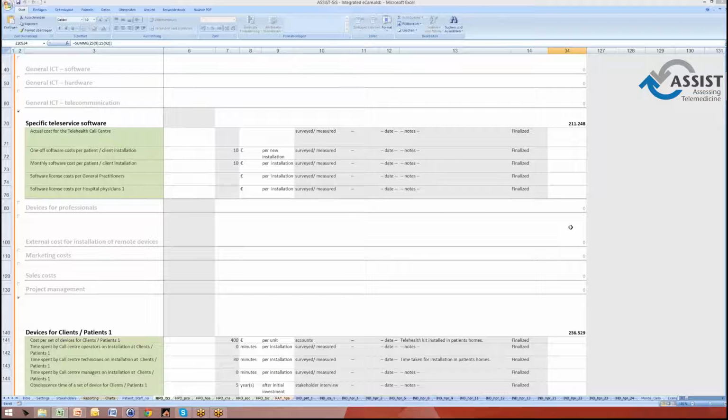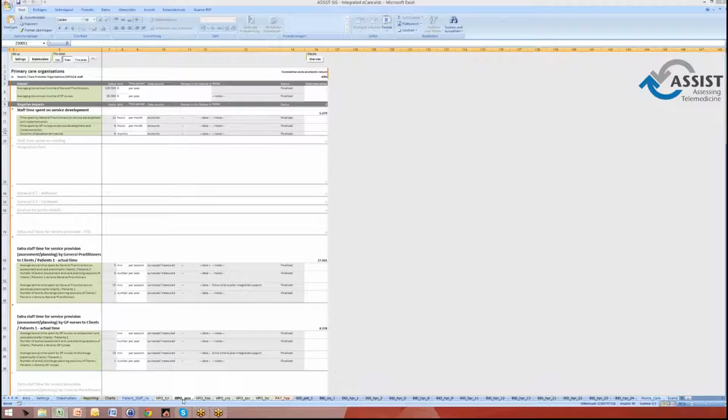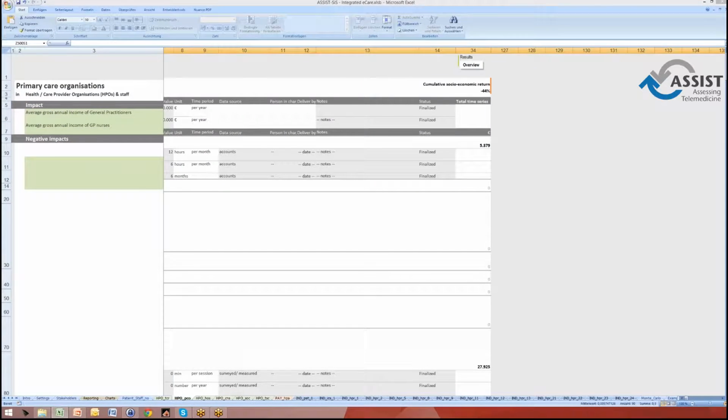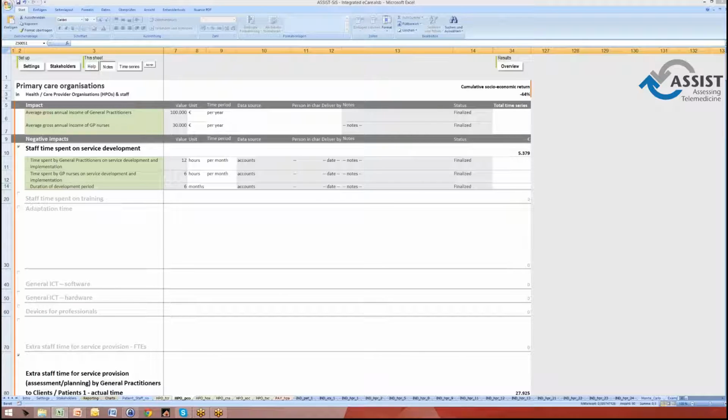Now, let's go back into the tool and start looking at the GP. I explained a bit about the GP already, and if you look at the HPO-PCO sheet, that's the GP. Which one? HPO-PCO, Primary Care Organization. Yes.